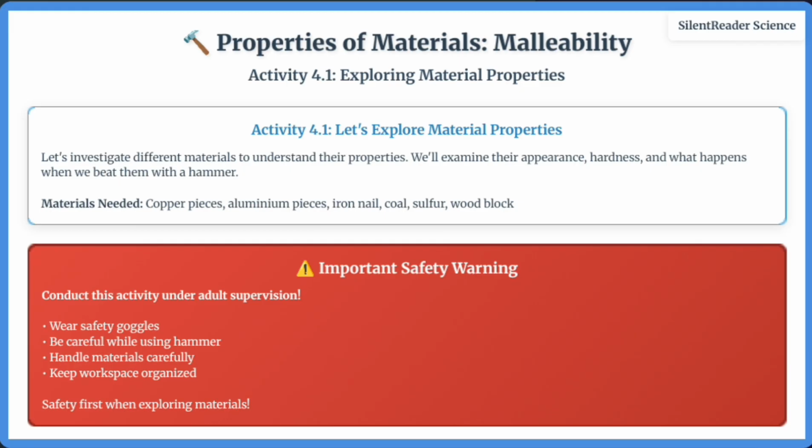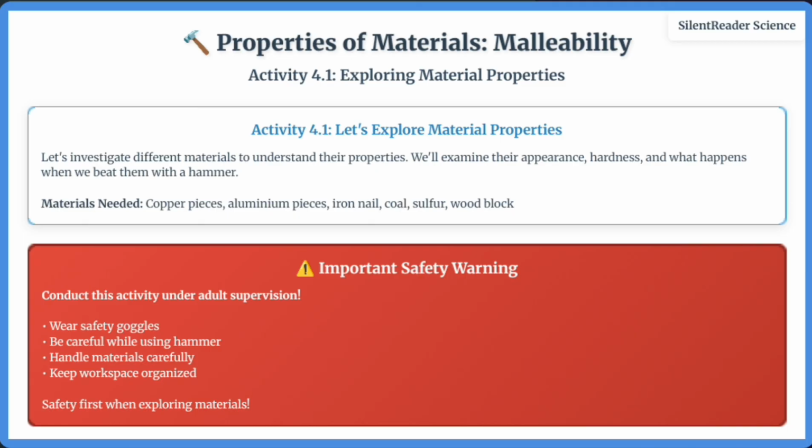Let's begin our exploration with Activity 4.1, where we'll investigate different materials to understand their properties. We'll examine copper pieces, aluminium pieces, iron nails, coal, sulfur, and wood blocks to observe their appearance, hardness, and what happens when we beat them with a hammer.